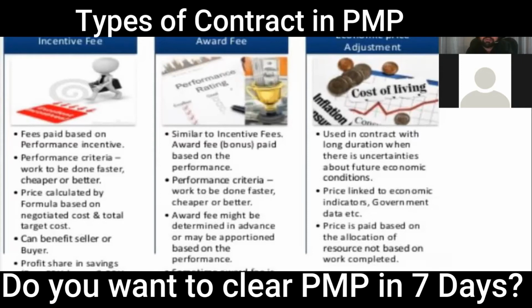Then we have economic price adjustment. Economic price adjustment is basically used in long contracts in order to manage inflation. Let's say we have a contract of 10 years. Now along the way, the price of gold, the price of dollar, whatever the parameter is that the world is using currently, the price goes up or down. So you manage the contract price in order to save both buyer and seller in economic price adjustment. So these are basically the major types of contracts.